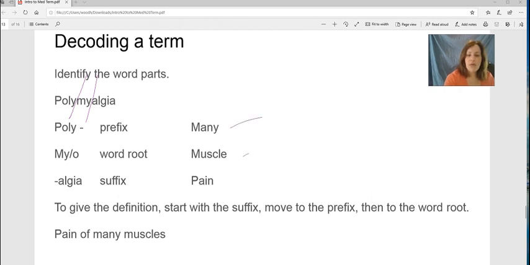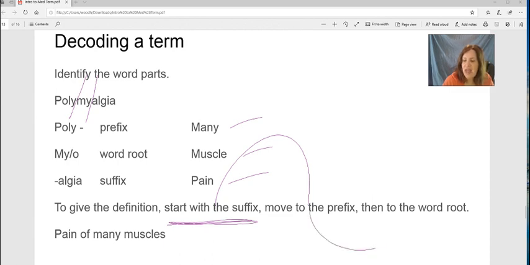So now we know what each part means. How do we put that into a sentence? If I ask you, what does polymyalgia mean? You are not going to say to me, it's many muscle pain. That sounds ridiculous out of our mouth. To give the definition, you always start with the suffix, pain. Then you jump to the prefix, many, then to the word root. So to define the word polymyalgia, we go algia, poly, myo, which we come out with pain of many muscles. It still seems a little awkward out of our mouth, but it's a whole lot better than many muscle pain. Pain of many muscles.